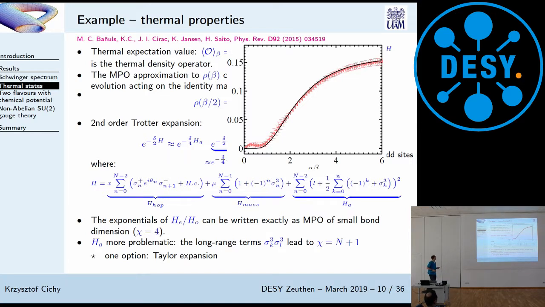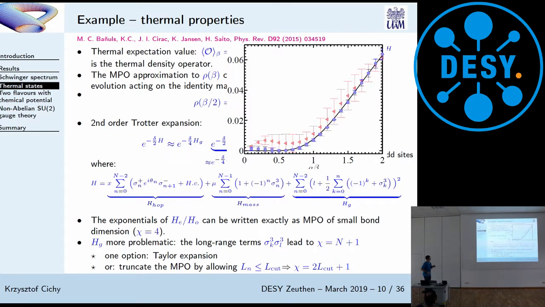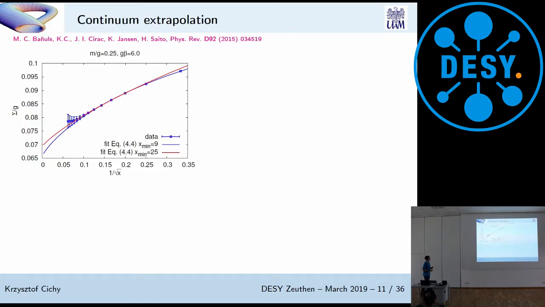Therefore, we also used a second option, to truncate the MPO by allowing the electric flux to be no larger than some value of L cat. Then the bond dimension is related like this to L cat. And when we did this, it turned out that this high temperature region is also reproduced very nicely and with smaller errors. So this is the practical way, the truncation of the electric flux rather than the Taylor expansion. Okay, and here, I think an interesting lesson for lattice QCD practitioners, is how the continuum extrapolation looks.